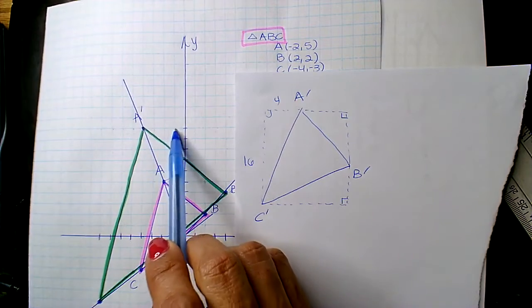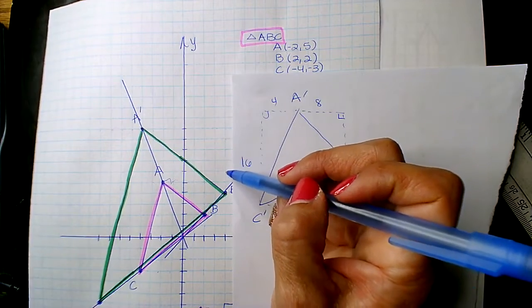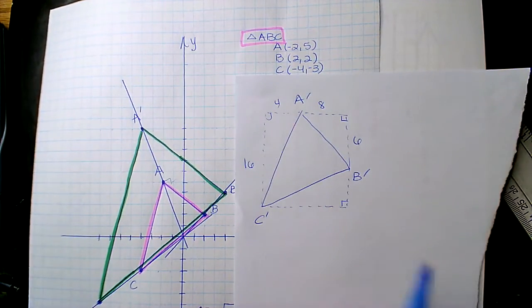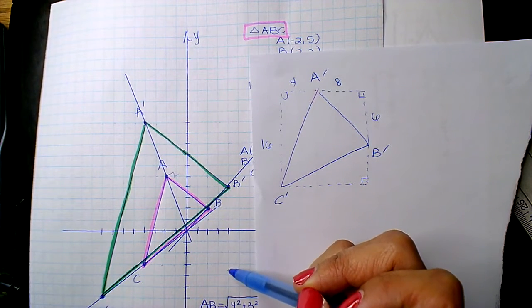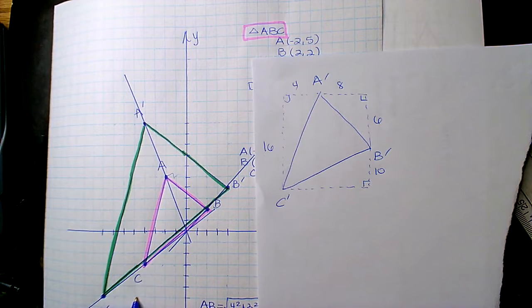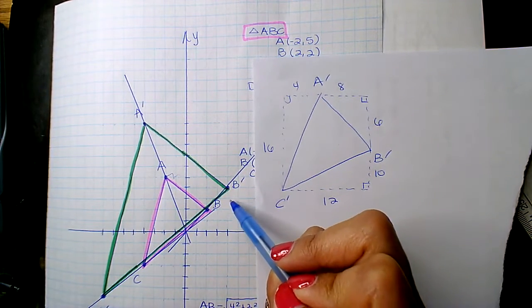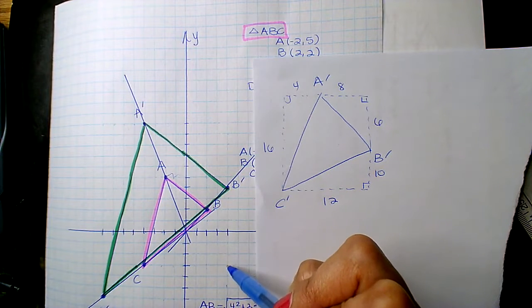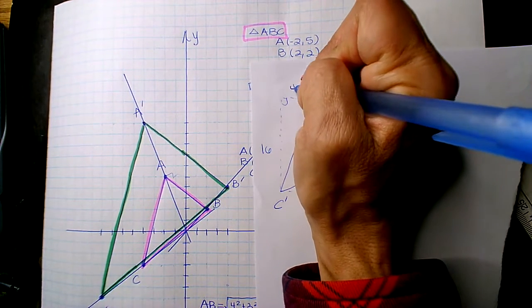So let's do it again. 1, 2, 3, 4, 5, 6, 7, 8. 1, 2, 3, 4, 5, 6. And then the big one. 1, 2, 3, 4, 5, 6, 7, 8, 9, 10. 1, 2, 3, 4, 5, 6, 7, 8, 9, 10, 11, 12. Wait, I think I need one more here. No, I'm good. Okay, 10 by 12. So I count all along. Those are your values. This looks like a Y. It's a 4.